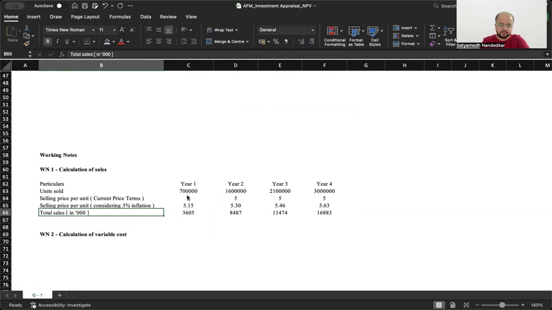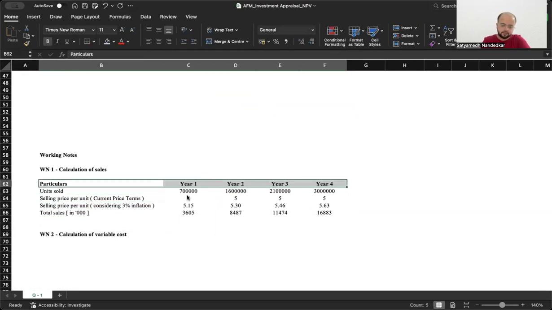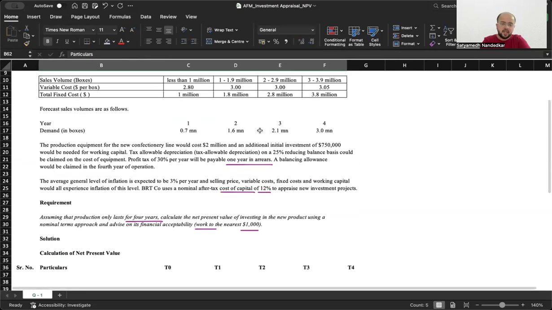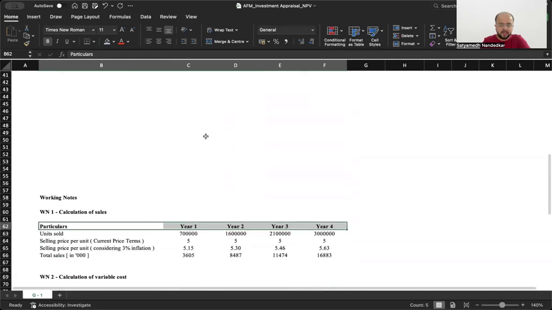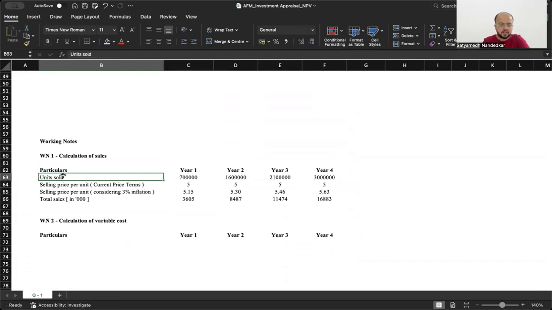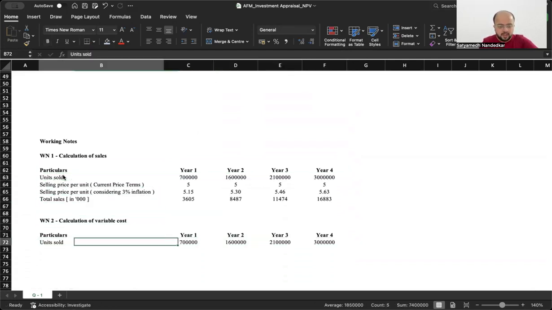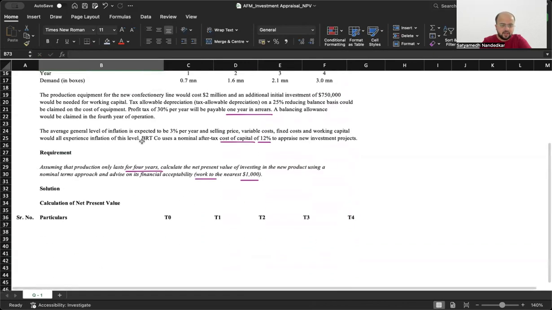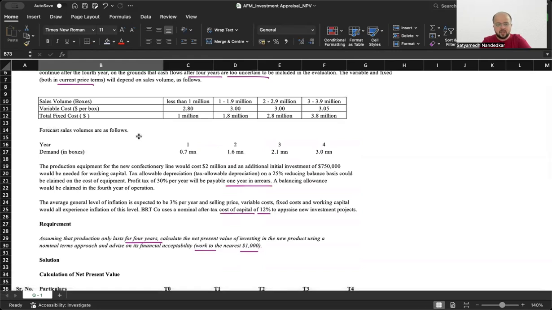variable cost. Now for variable cost they have given you some data, let's see how this data is going to be used. Here, instead of saying units sold, let me call it units produced. What they have written here is sales forecast and there is no opening or closing stock, which means if 0.7 million units were sold, that means 0.7 million units were produced also.